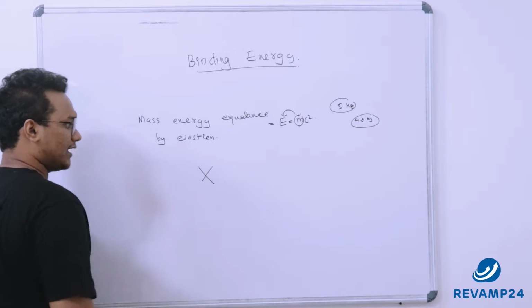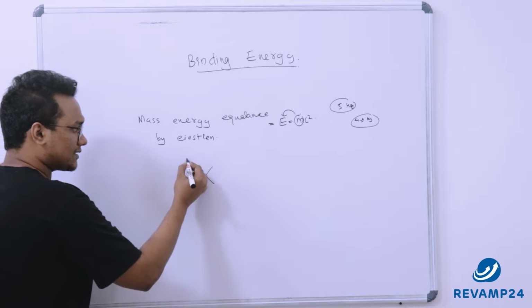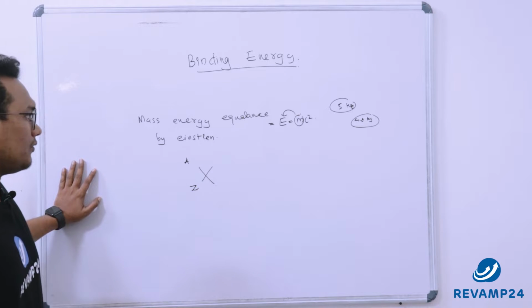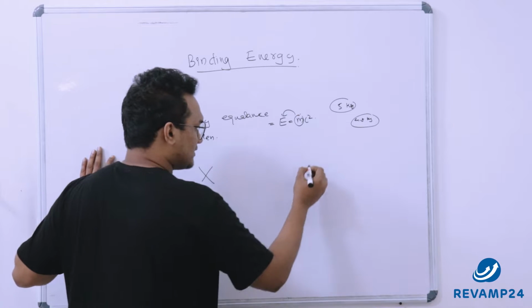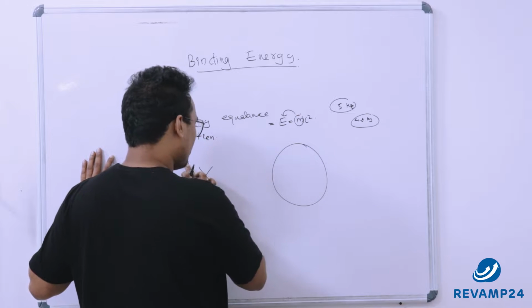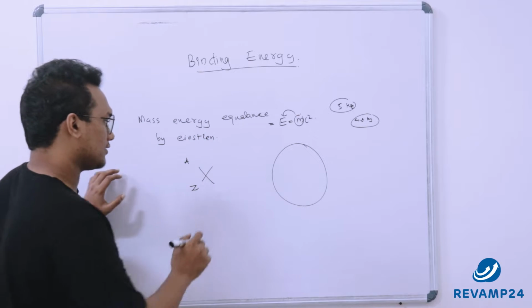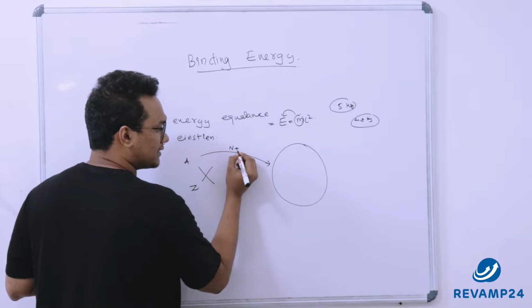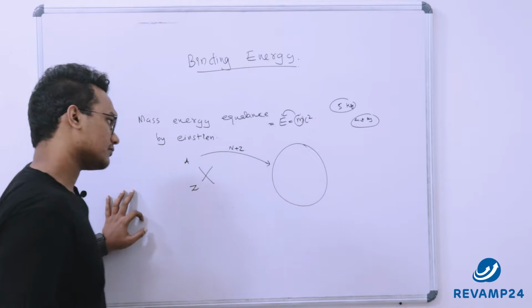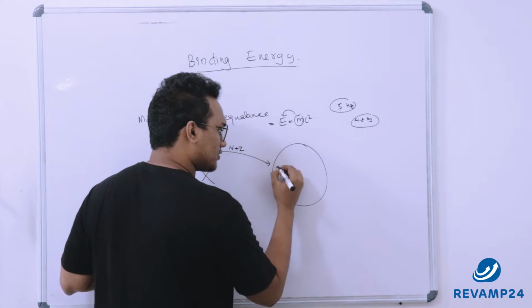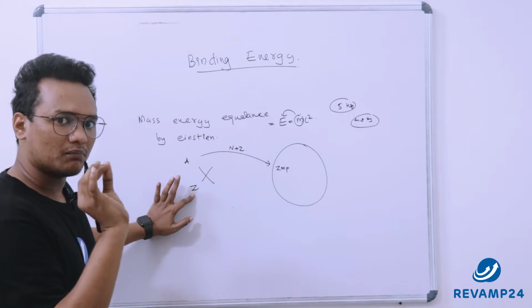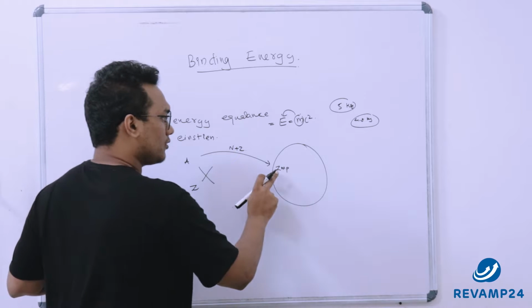Say for example, we have an element X whose mass number is A and atomic number is Z. Can you tell me how many protons and how many neutrons would be present in this nucleus? Inside the nucleus, we have a total of A nucleons, that is the mass number. So A consists of the number of neutrons plus the number of protons, that is Z itself. So Z number of protons would be there, so Z into the mass of a proton would be the total mass contributed by protons.